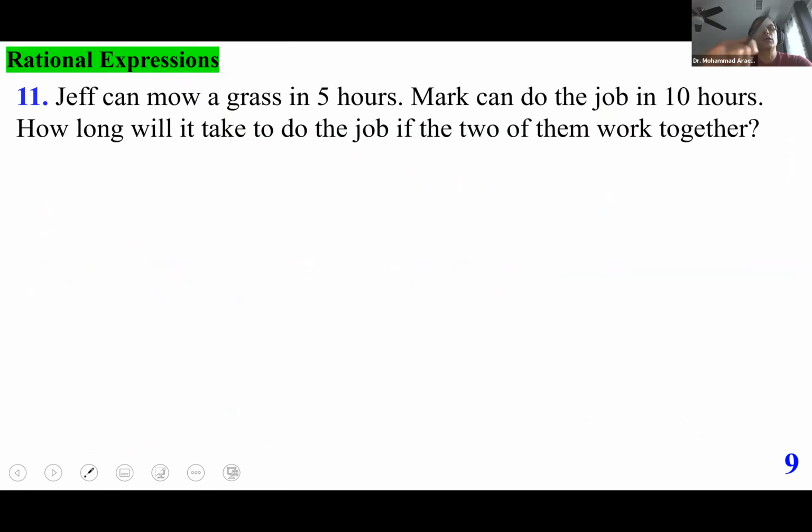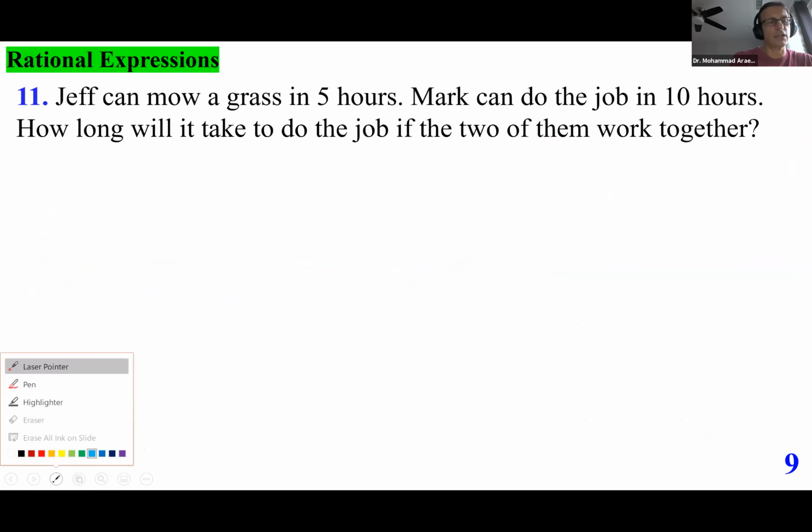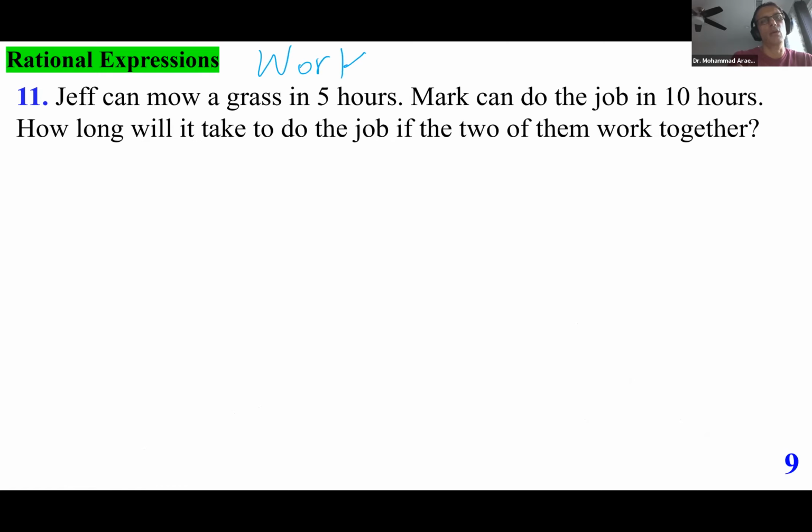Jeff can mow a grass in 5 hours. Mark can do the same job in 10 hours. How long will it take them to do the job together? This is a class of problem known as work problem, when people put their efforts together. So you have to set up a table anytime you have a word problem.